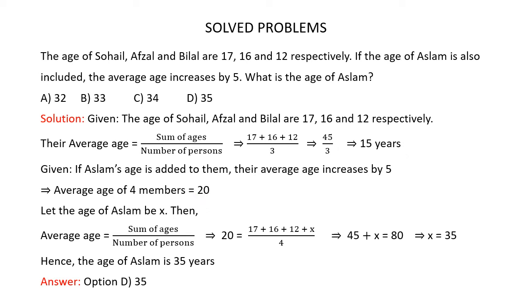Now we are asked to find Aslam's age. So let the age of Aslam be x. Then average age is equal to the sum of ages divided by the number of persons. We know that the average age of 4 members is 20. So 20 is equal to 17 plus 16 plus 12 plus x divided by 4. On cross multiplication and solving, we get x is equal to 35. So the age of Aslam is 35 years. The correct answer is option D, 35.